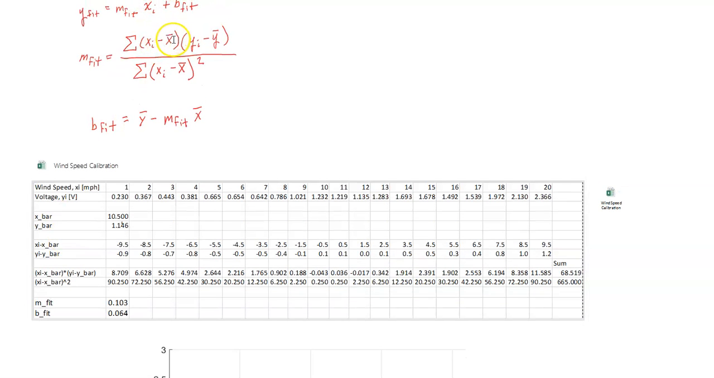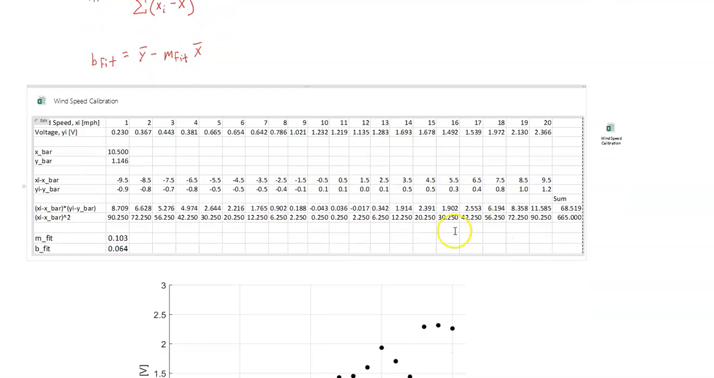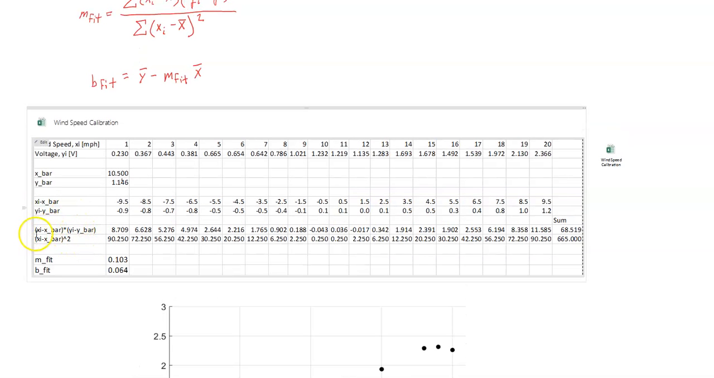So we need a series for this one, which is the same as this one down here, and then we need a series for this one. So that's each of those terms run along here. And then here's the individual terms in the multiplication in our numerator, xi minus x bar times yi minus y bar. And then we calculate each of those terms, and then the sum is over here. And then here's our denominator, each of those terms, and the sum here.